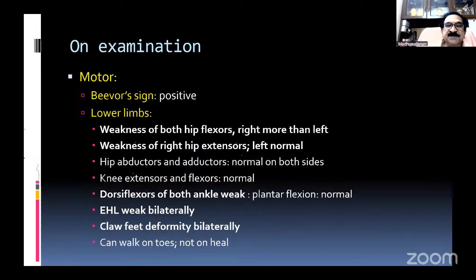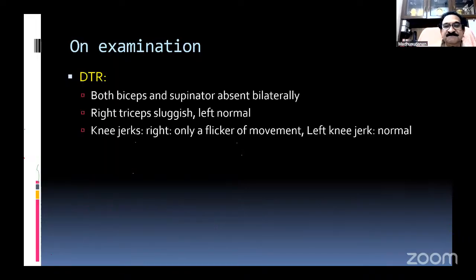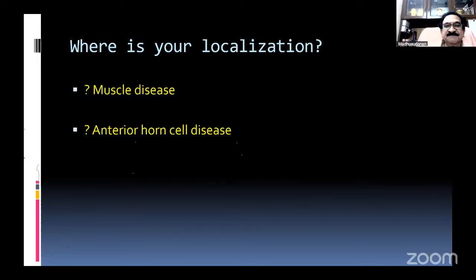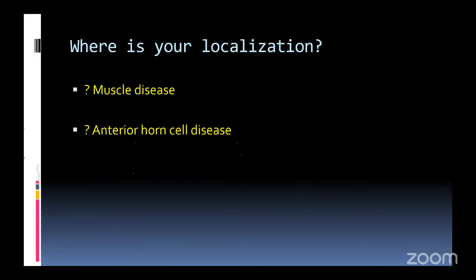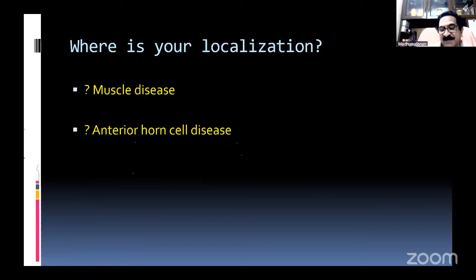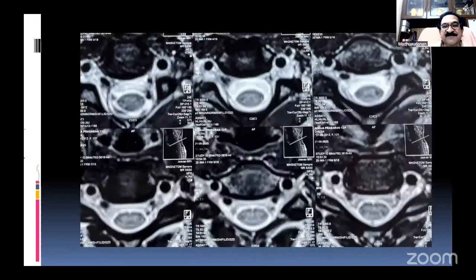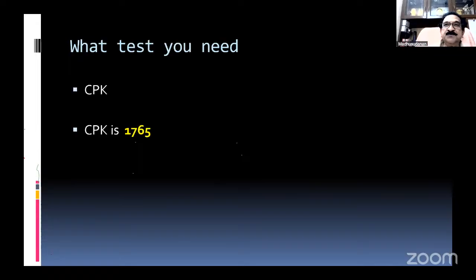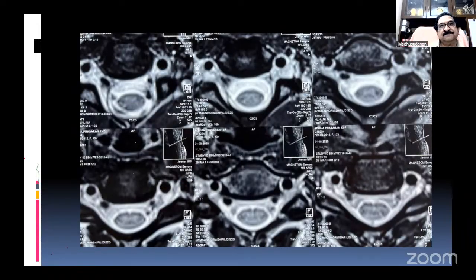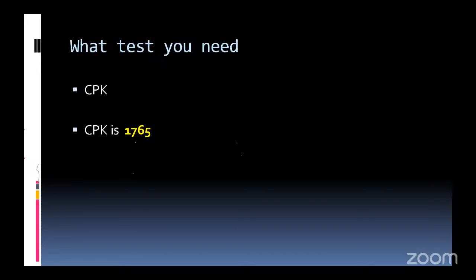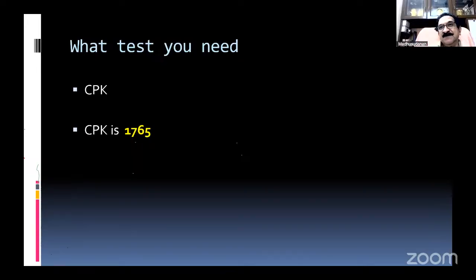So, what investigations would you like to do? CPK first. These are the two things: muscle disease first, second, anterior horn cell disease. In fact, the patient came with an MRI, which was normal. So what blood tests do you want to do? CPK. CPK was 1765. So we were certain it's a muscle disease. Now what will you like to do?